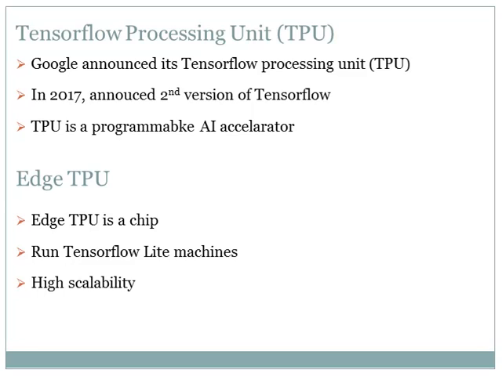Next one is Edge TPU. Edge TPU is a chip that Google built to run TensorFlow Lite machine learning models on small computing devices such as smartphones. It has high scalability for computing huge datasets, and it can also train and serve models in a live model. Rewriting of code is not required.